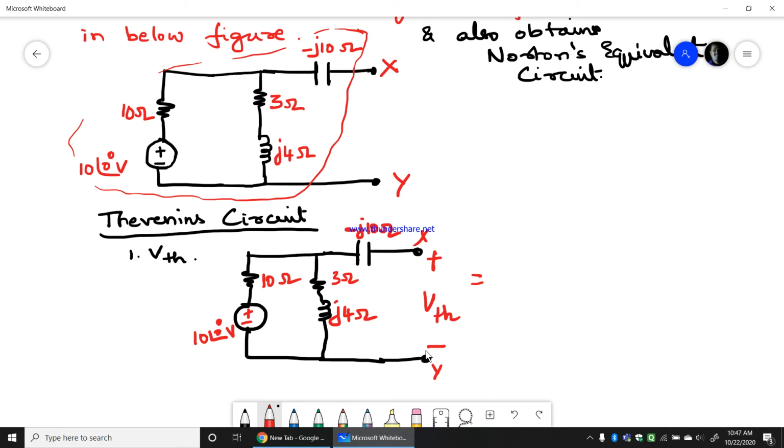Now as this is open, the current through this loop is 0, right? As this is open, the loop current is 0. So therefore there is no significance of this particular reactance or the capacitive reactance, whatever we have. So therefore I will again write the circuit by removing that resistance there.